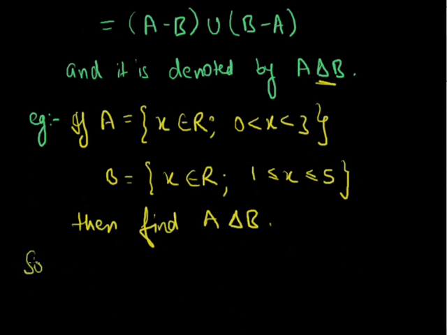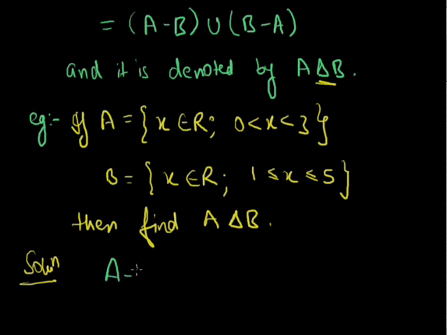Now we'll see how to solve this question. What is said here is that A is given as a set, x belongs to R and x is between 0 to 3, not 1, it's 0 to 3. It is x belonging to a real number which lies between 0 and 3, and both 0 and 3 are not included. And B is the set in which again x is a real number, but in this case x is from 1 to 5, both included. Now we need to find out the symmetric difference of sets A and B.